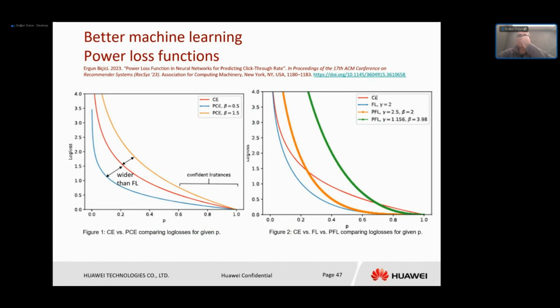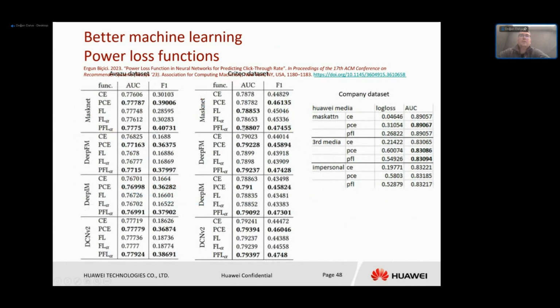When we obtain the results using these losses, we achieve improvements in AUC and F1 consistently for different models, achieving better performance than cross entropy or focal loss on both Avazu and Criteo datasets, and additionally on the company dataset. So we experimented with PCE and PFL on the company dataset as well, and we achieve improvements.